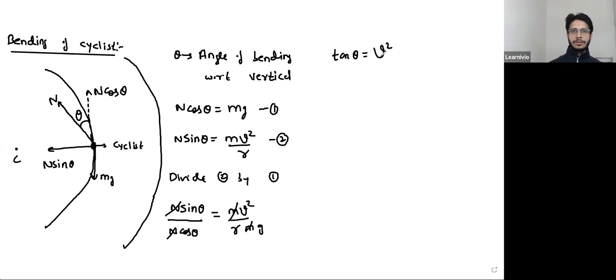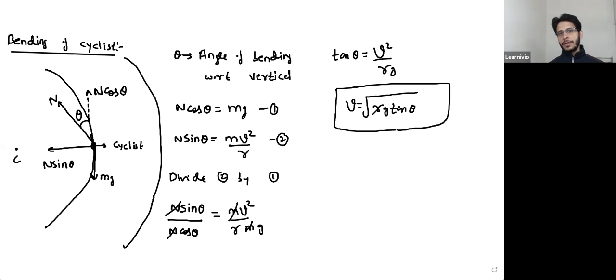Tan theta is v squared by rg. So your v is root over rg tan theta. If you see this carefully, the velocity or the safe limit that you were getting due to banking of road, due to raising the outer edge of the road, you are getting the same effect just by bending the cyclist. So that's why a cyclist bends his cycle on a circular turn, so that a component of normal reaction can provide the centripetal force. You will get the same effect by bending a cyclist that you were getting by banking of road, by raising the outer edge of the road.